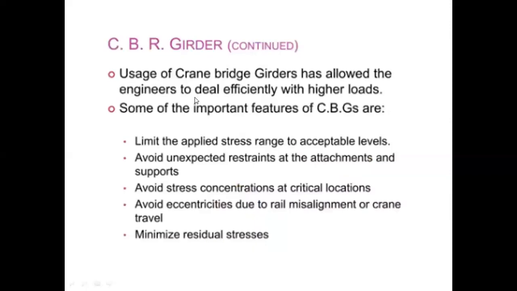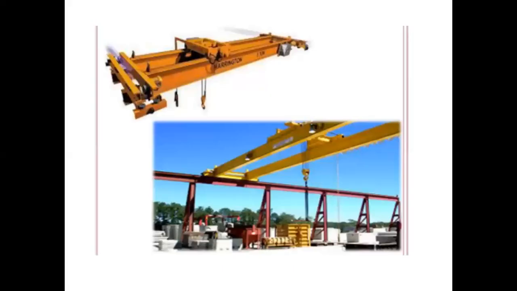Some of the important features of crane bridge girders are that they limit the applied stresses to an acceptable level, and they also avoid unexpected restraint that is attached. Stress concentration is also avoided, eccentricity is also avoided, and therefore residual stress is minimized too. This is a live example. This is a crane girder. This crane girder moves from one point to another while lifting the load.